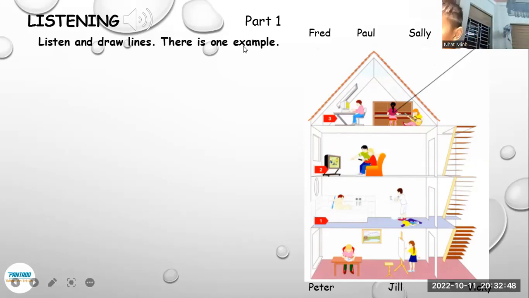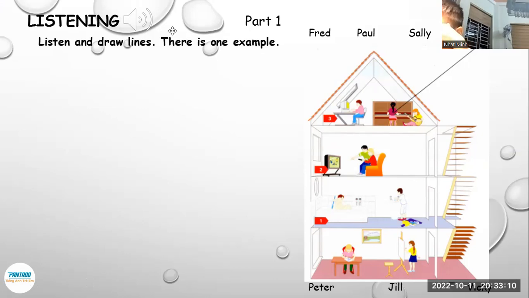Okay, so let's proceed with our listening practice test. I want you to listen and draw lines. There's one example here. Part one. Look at part one. Look at the picture. Listen and look. There is one example.